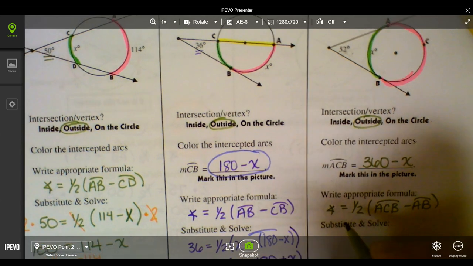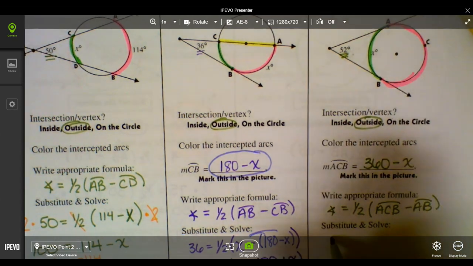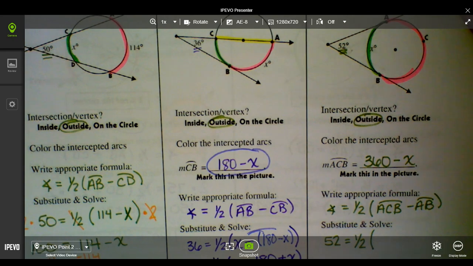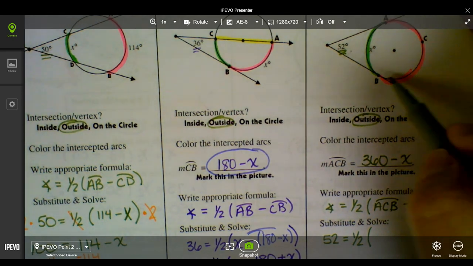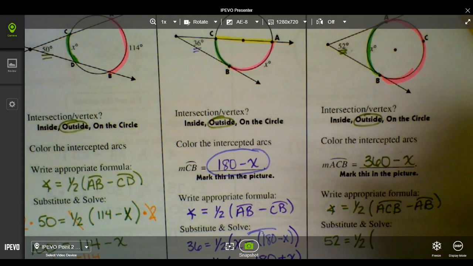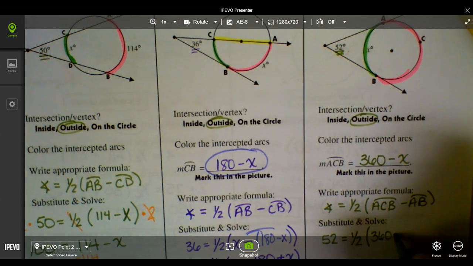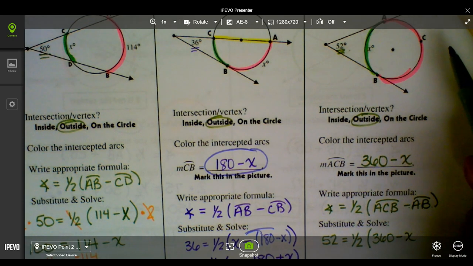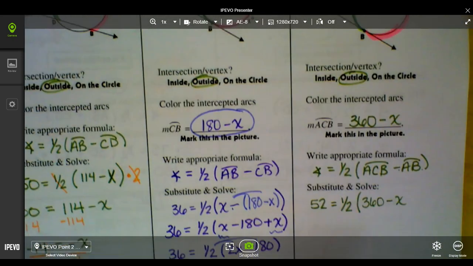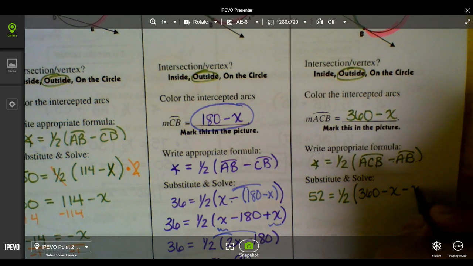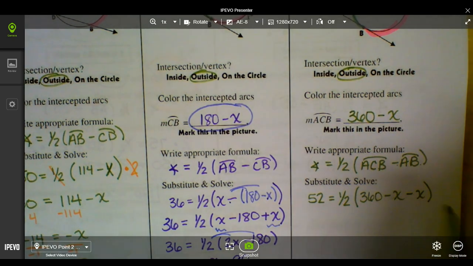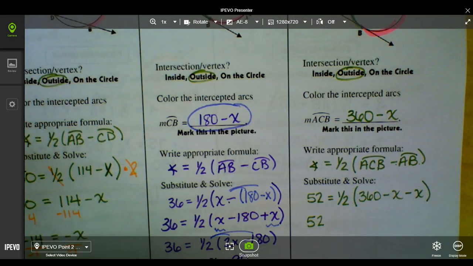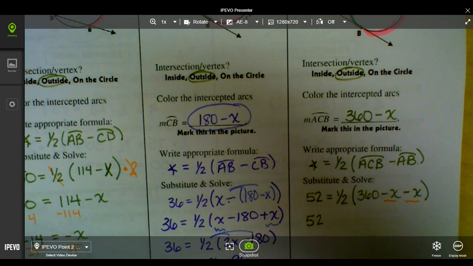So we know that the angle we're solving for is 52. We want 1/2. Now, we already said that the major arc is going to be 360 minus whatever x is. So we have 360 minus x, and then we are subtracting the smaller arc. So we're subtracting just x. This one's a little bit nicer because we don't have to distribute. We're just subtracting 2 x's. So all we have to do now is combine like terms.